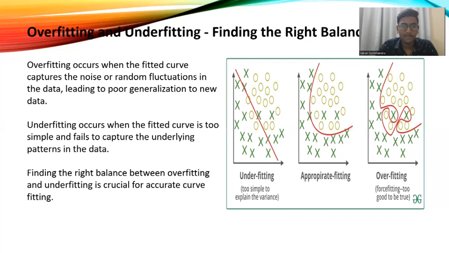Overfitting and underfitting, finding the right balance. Overfitting occurs when the fitted curve captures the noise or random fluctuations in the data, leading to poor generalization to new data. Underfitting occurs when the fitted curve is too simple and fails to capture the underlying patterns in the data. Finding the right balance between overfitting and underfitting is crucial for accurate curve fitting.